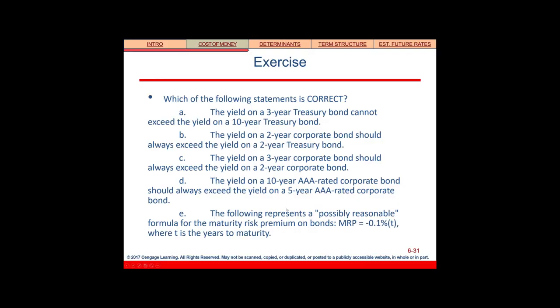Then let's have a look at E. E says the following represents a possible reasonable formula for the maturity risk premium on a bond: MRP equals minus 0.1% times T, where T is the years to maturity. This one doesn't sound reasonable, because here it's negative, which means that the longer the maturity, the lower the maturity risk premium, and it's even negative, which doesn't make sense. If you remove the negative sign, yes, this is a possibly reasonable formula. But negative, no, it's not reasonable. So E is incorrect. The answer is B.